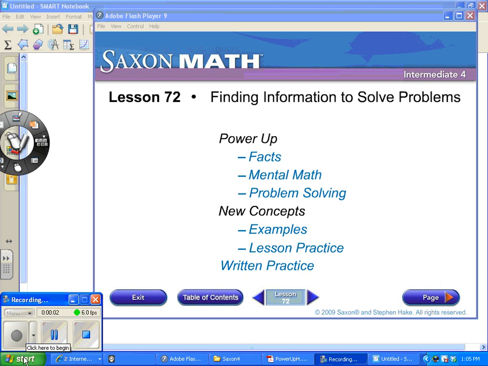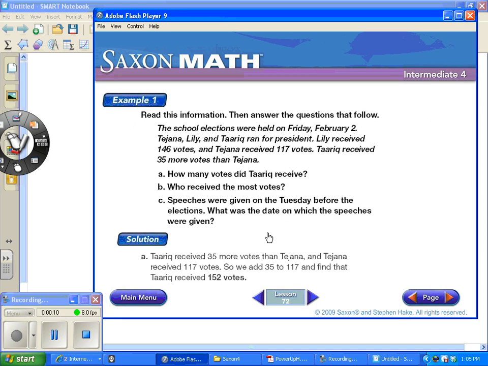Okay, Saxon 4 math class, we're ready for lesson 72, finding information to solve problems. We're going to start off with some examples. Example 1 says, read this information, then answer the questions that follow. I'm going to give you a test-taking strategy though. Sometimes it's a good idea to read over the questions so you'll know what you're looking for.